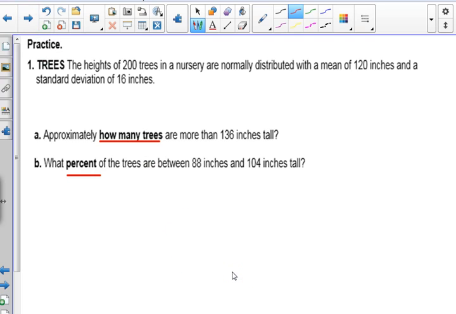All right, so let's try this one. I'm going to try by hand again first. The heights of 200 trees are normally distributed with a mean of 120. What am I going to count by going up?